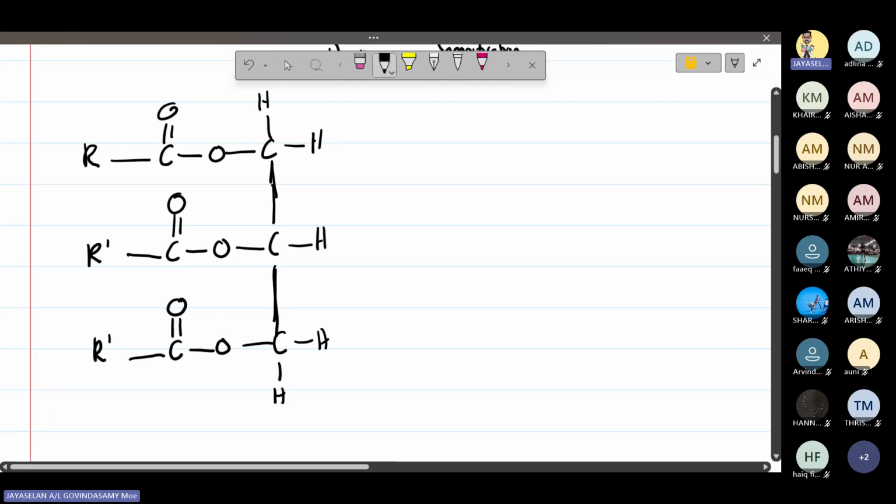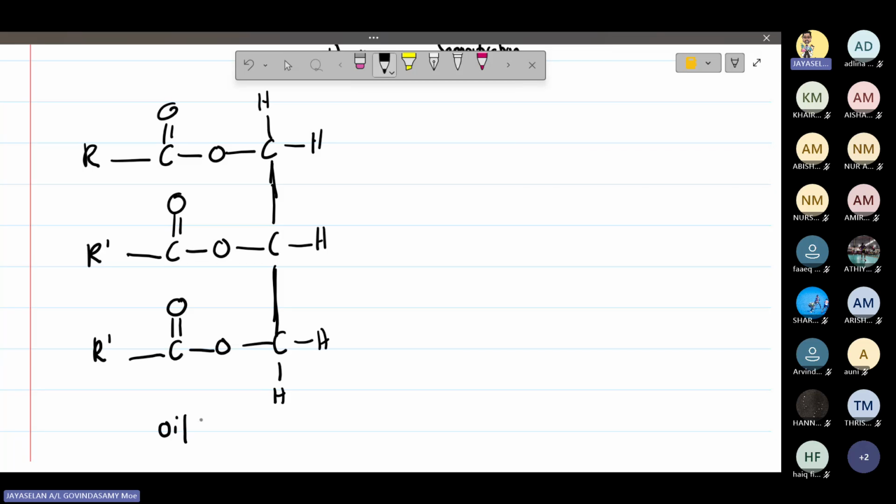Structural formula of the oil or fat. So I write here oil or fat. Fat means this long chain has no double bond. Oil has a double bond. So this is called oil and fat. If you see here, it has what? Ester. That's why what is the homologous series present in oil and fat? You guys put ester.